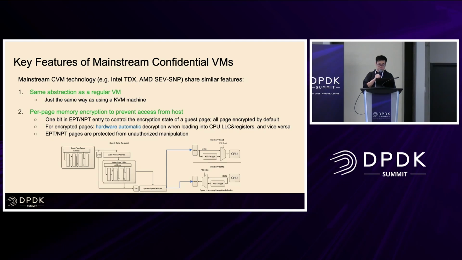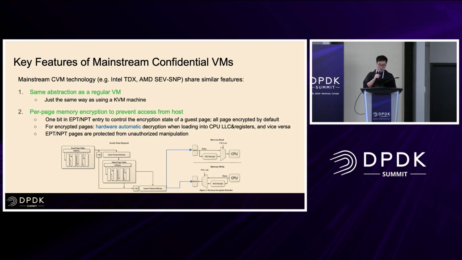So to further demystify what a CVM is about, first of all, from the user perspective, it has the same abstraction as a regular VM. It's just the same way as using a typical KVM machine. Secondly, in terms of the memory management setup, there is one bit in the page table entry that is used to control the encryption state of the guest page. By default, all pages used by the VM are encrypted.